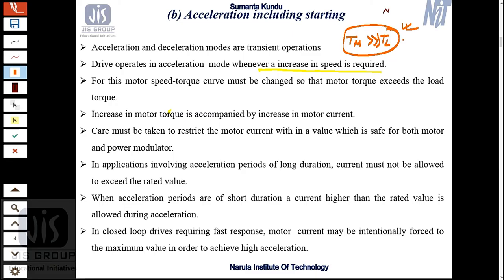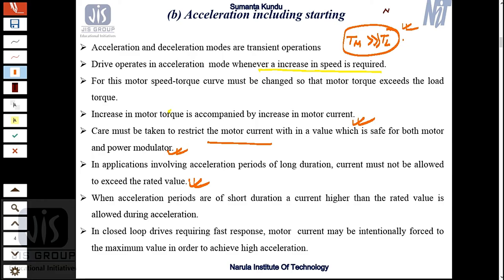And this increase in motor torque is accompanied by an increase in motor current. We should know this current is detrimental to safe motor operation, and care should be taken to restrict the motor current within a safe value for both the motor and the power modulator, otherwise it can destroy these two things. In applications where the acceleration period requires a long time, the current should not cross the rated value, otherwise it can damage both the motor and the power modulator.